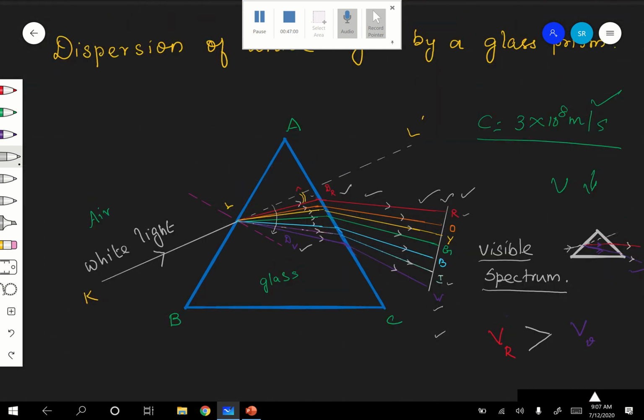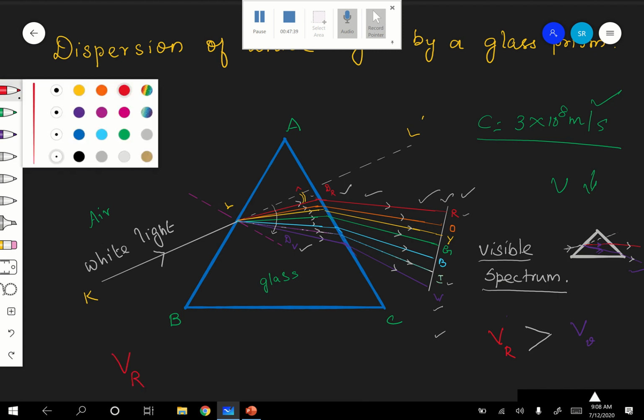What is dispersion? Dispersion of light is a phenomenon of splitting of white light into its constituent colors on passing through a glass prism. The reason is, as long as the light is in the rarer medium, air, all the constituent colors move with the same speed. But once it enters the prism, different colors start moving with different speeds, such that red moves with the most speed and violet moves with the minimum speed.